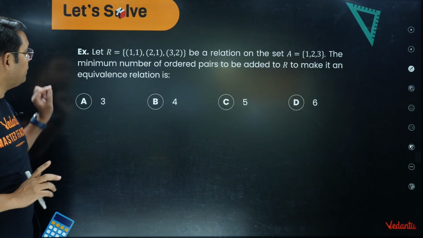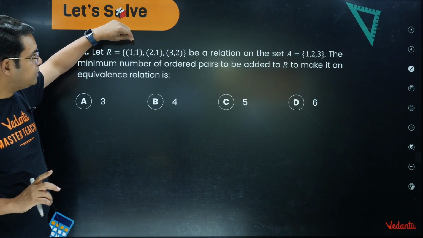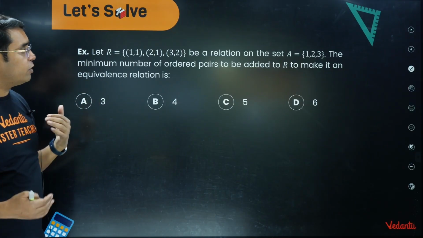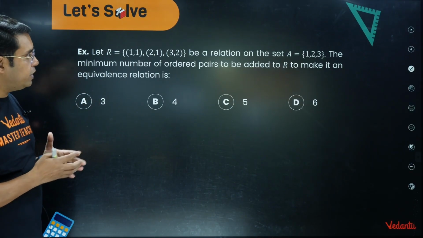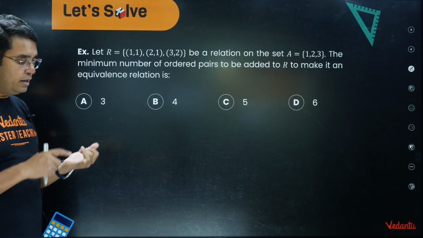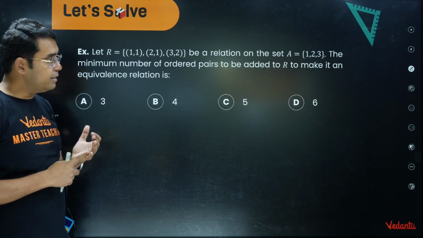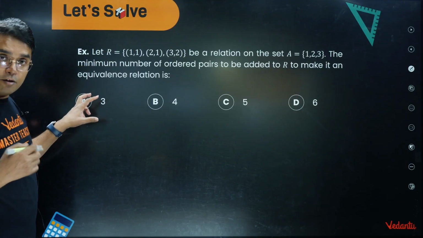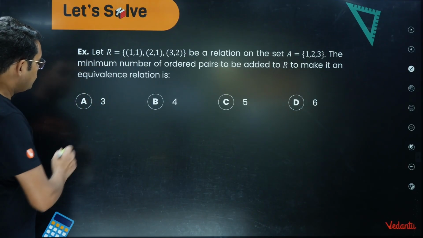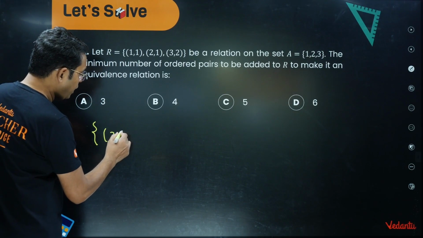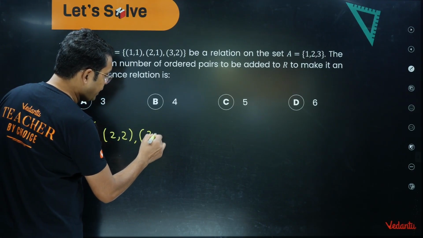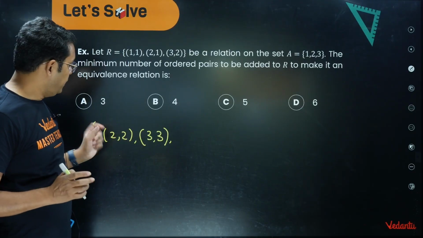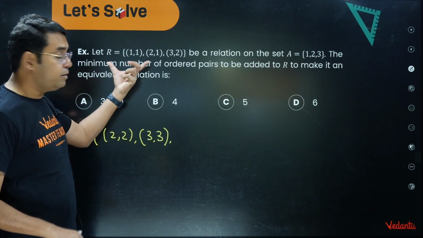Now coming to this question, which says if R is having 3 ordered pairs on the set A, which is having 1, 2, 3, find the minimum number of ordered pairs to be added so that it becomes an equivalence relation. Equivalence means reflexive, symmetric, and transitive. Now here, if we want it to be reflexive, 1, 1 is already there, so I will require to add 2, 2 and 3, 3. Here I am writing only those ordered pairs which should be added to make it equivalent.